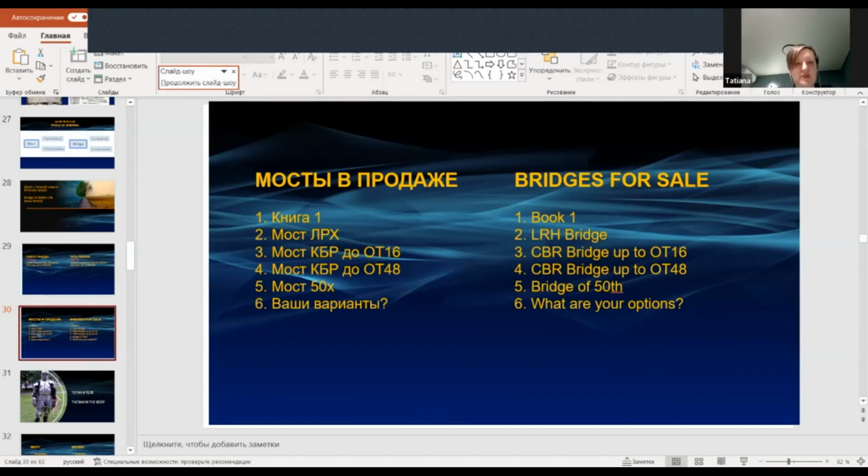I put a special emphasis on that because there is an idea circulating among certain public that the actual bridge is up to OT16, and what's beyond that is just the imagination of Captain Bill and some ideas of his. As a person who completed OT48, I'm very surprised and shocked when I hear ideas like that.